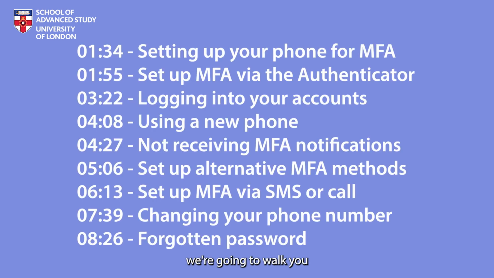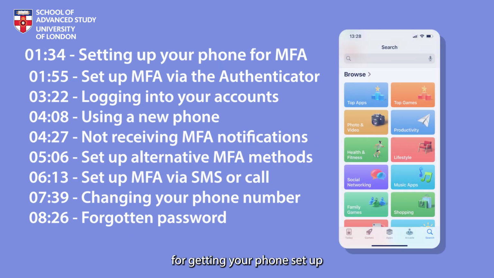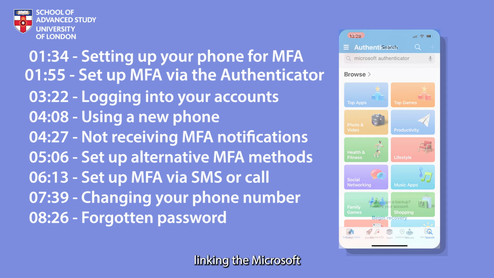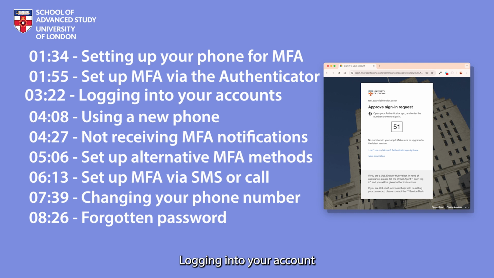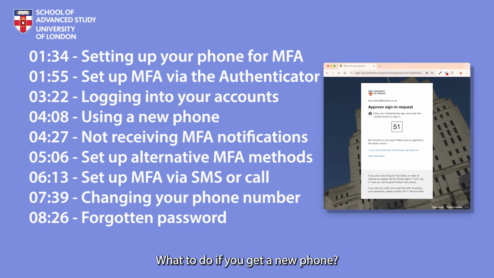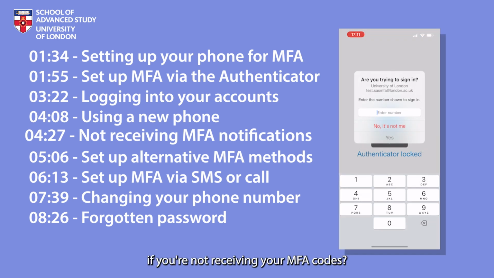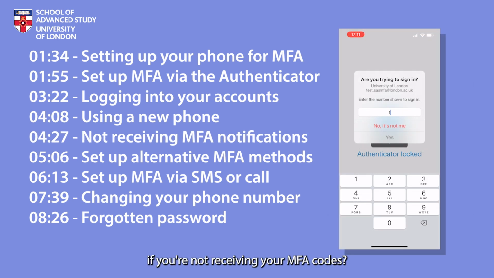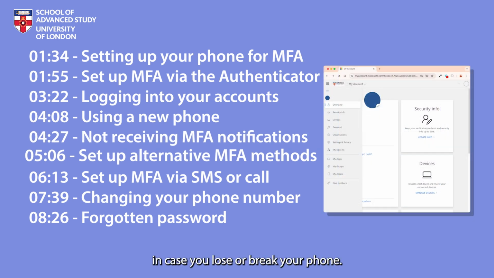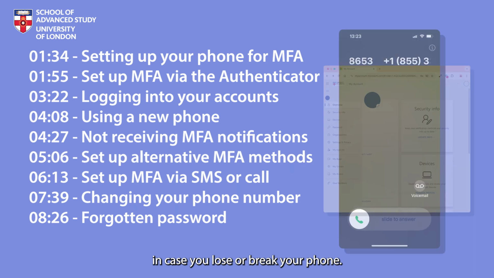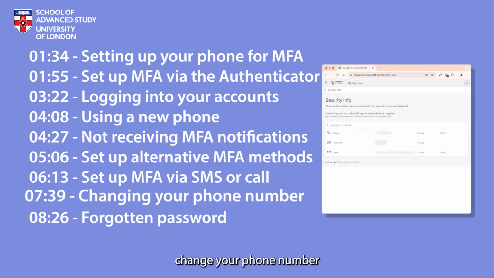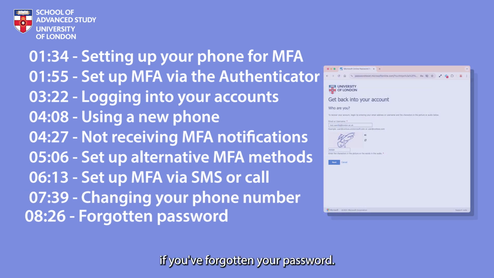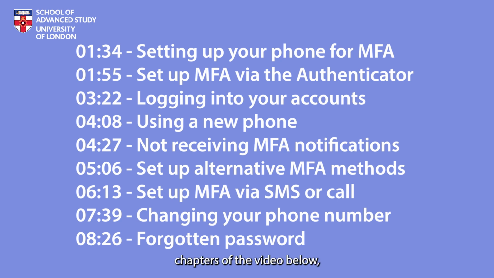In this quick video, we're going to walk you through the simple steps for getting your phone set up for multi-factor authentication, linking the Microsoft Authenticator to your University of London account, logging into your account and other services with the app, what to do if you get a new phone, what to do if you're not receiving your MFA codes, setting up alternative MFA methods in case you lose or break your phone, getting set up and logging in if you can't use the app, what to do if you change your phone number, and what to do if you've forgotten your password. You can jump to the relevant chapters of the video below or use the timecodes.